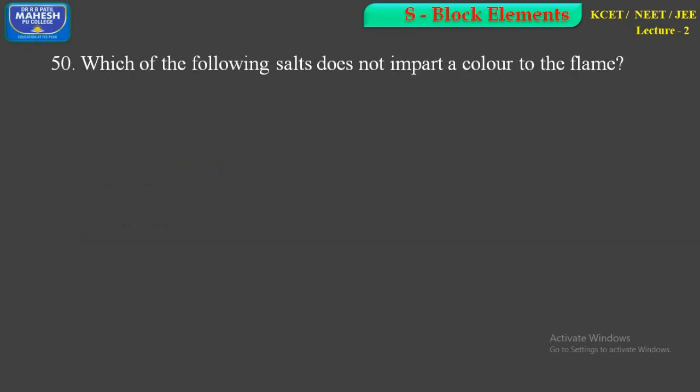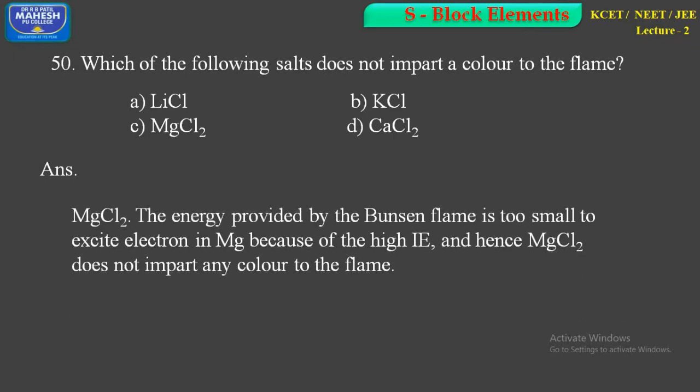Question 50. Which of the following salts does not impart a color to the flame? Option A, lithium chloride. Option B, potassium chloride. Option C, magnesium chloride. And option D, calcium chloride. Students, for magnesium chloride, the energy provided by the Bunsen flame is too small to excite the electrons in magnesium because of its high ionization energy. And thus, magnesium chloride does not impart any color to the flame.